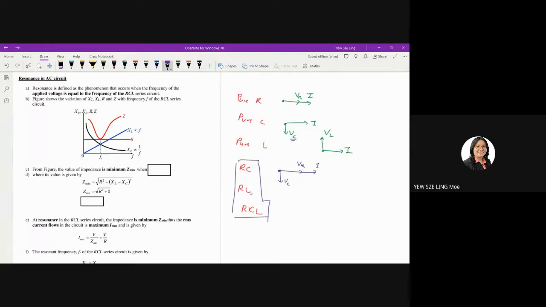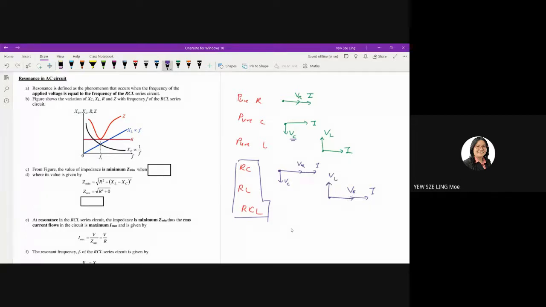And then how about RL? Once again, I'm going to sketch the phasor diagram for VR and I first. I'm assuming my I is lying on the X component, starting from 0. Then VR is in phase with I. When it comes to L, VL leads I. Therefore, my VL is going upwards. So that is the phasor diagram for the RL circuit.